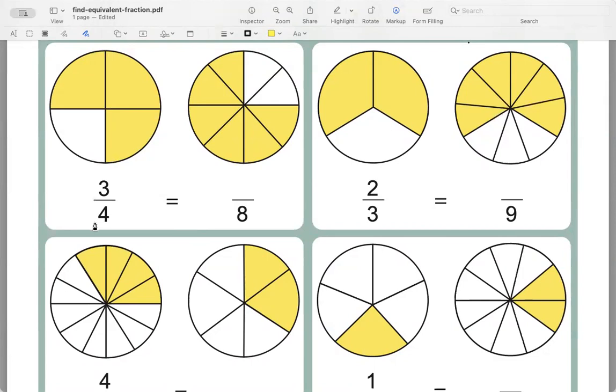See if you can practice by doing these 2 problems. The one on the left shows us 3/4 is shaded. We have to figure out how many eighths are shaded, and that will show us that they are equivalent. See if you can do that with the problem to the right. 2/3 of this pie is shaded. We need to figure out how many ninths are shaded, and that will give us another pair of equivalent fractions.